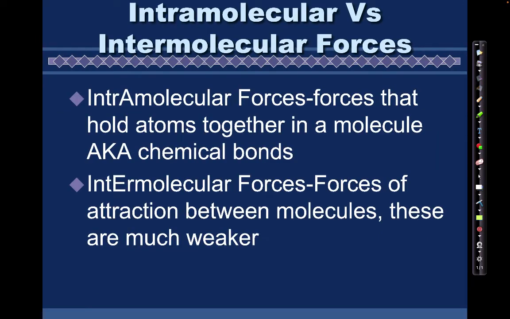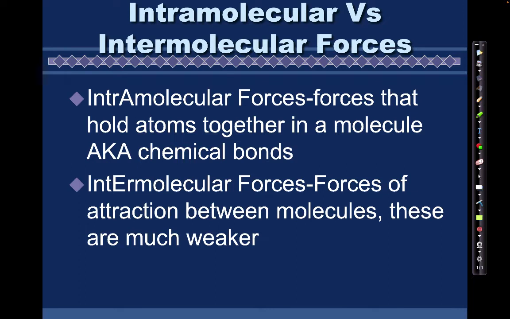Okay, so we have intramolecular forces and inter. So intramolecular forces are going to be within the molecule. This is going to be the force that holds atoms or ions together in the molecule or the formula unit. These are the bonds, okay? Intramolecular forces are very strong when you compare the attraction that molecules can have for each other.